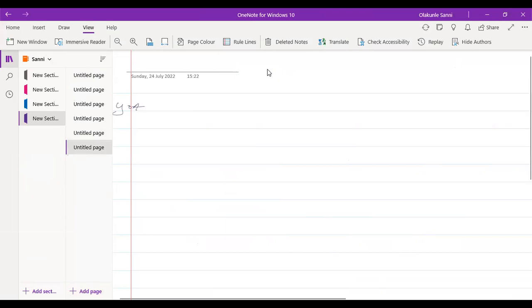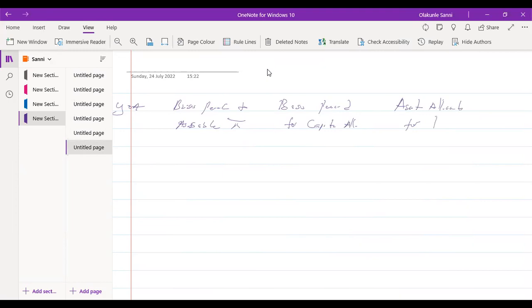The year of assessment, basis period for assessable profit. Basis period for capital allowance. Assets allocation for initial allowance. Let me put the cost here. First year, I can put 2007 or 2006, 2008, 2009, 2010.